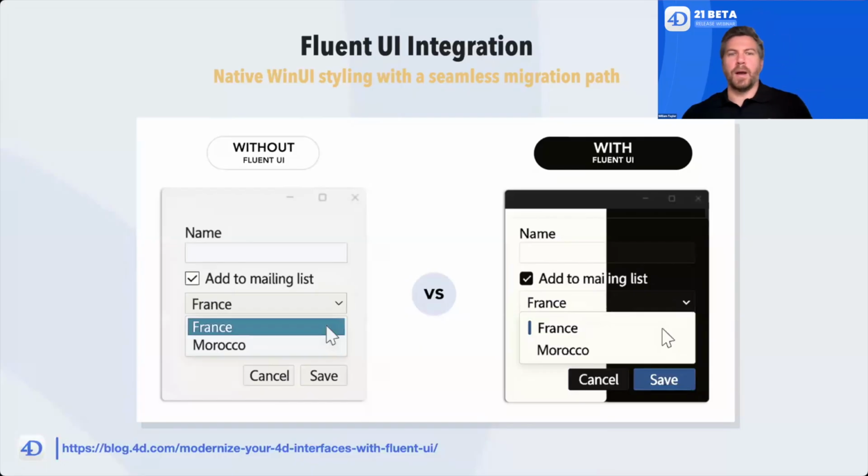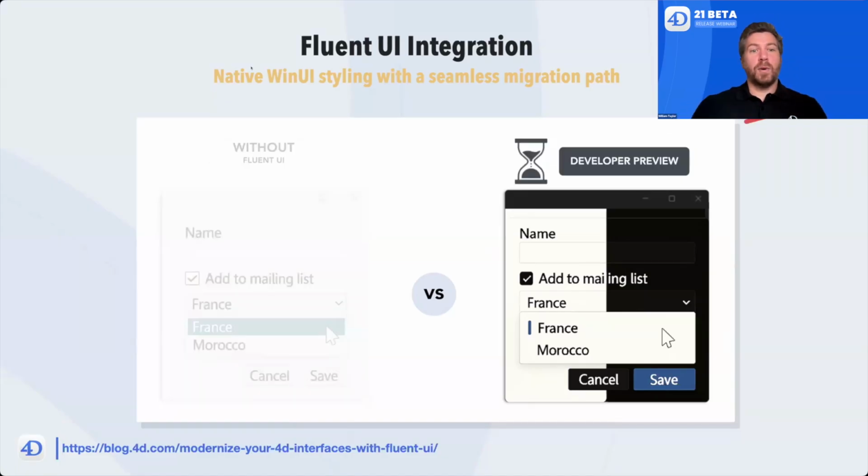Now let's look at Fluent UI, a feature that brings a modern Windows-aligned interface to your application. But Fluent UI isn't just a 4D theme, it's a full technical upgrade, a new API, a rebuilt communication between 4D and Windows, and a native integration of WinUI 3, Microsoft's latest UI technology. This gives your forms a modern Windows look while staying compatible, future-proof, and ready for upcoming Windows versions.